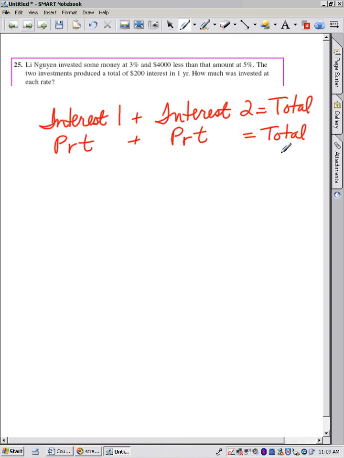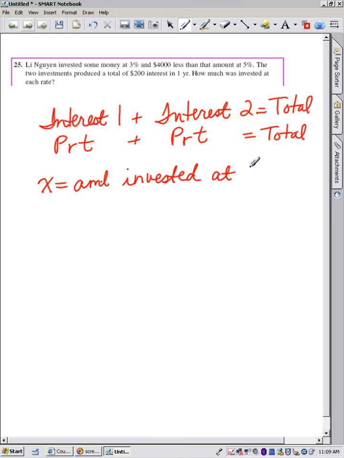Now this is where the problem is a little bit different because we have some unknowns, right? We don't know how much money we invested. That's what we have to figure out. So remember how we're going to do this. We're going to have to let X represent one of those values. So we'll say that X is going to be the amount invested at 3%.